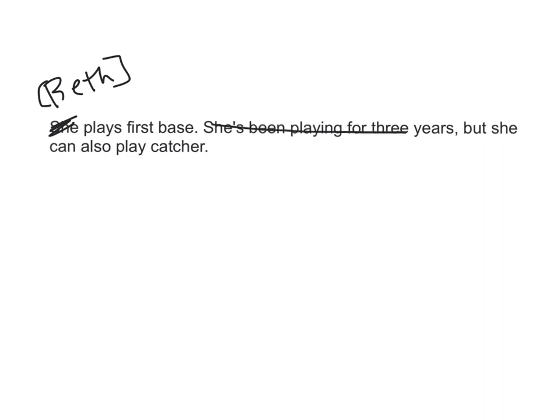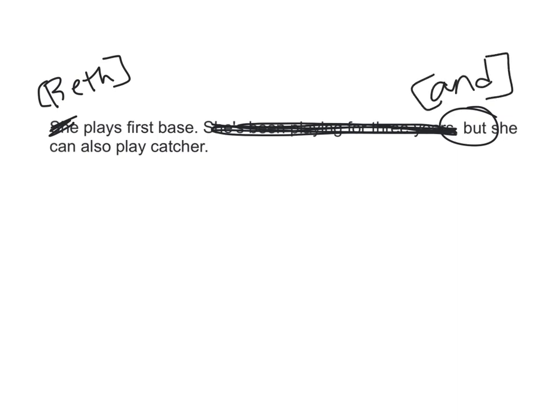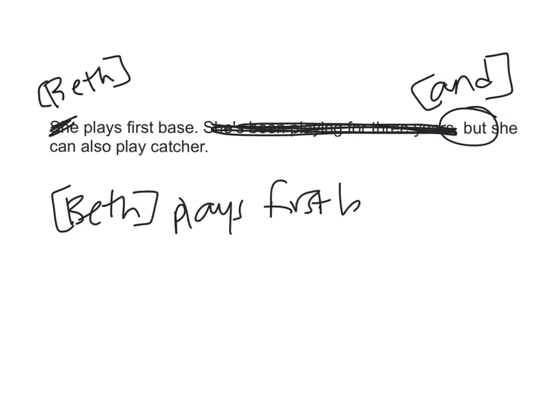Say you don't need this part, and you do need the second part, but she can also play catcher. But doesn't seem right for your sentence, so maybe you want to say and instead, which is just another connector, and that's okay to do. So your new sentence might say, Beth plays first base, because we are cutting out all of this. We have to include the ellipsis. So you put the ... there. And then you start in with your and.